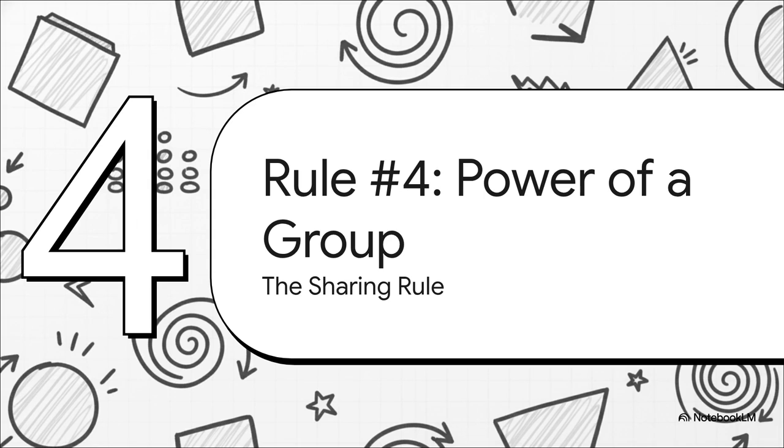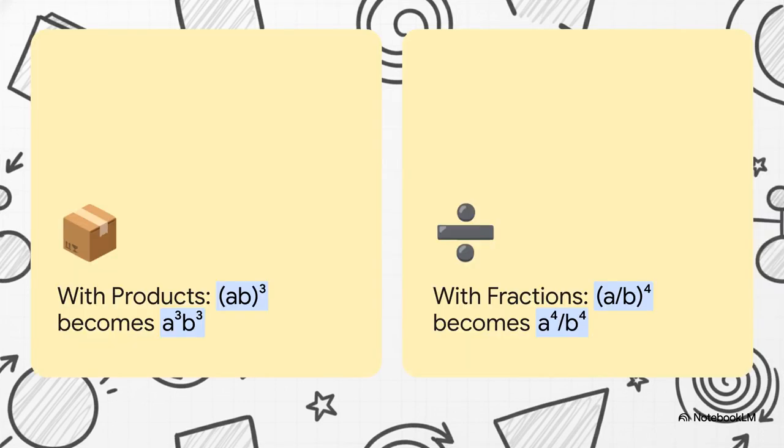We are here. Our last rule, rule number 4. And you know, I like to call this one the sharing rule, because that exponent on the outside of the parentheses, well, it's very generous, and it wants to share its power with every single thing on the inside. This rule works for things being multiplied or divided inside the parentheses. So if we have a times b cubed, that little exponent 3 gets shared with everything inside. It goes to the a and it goes to the b. So it becomes a cubed times b cubed.